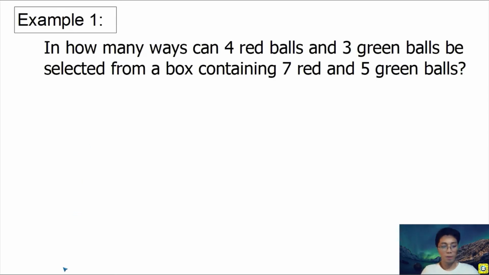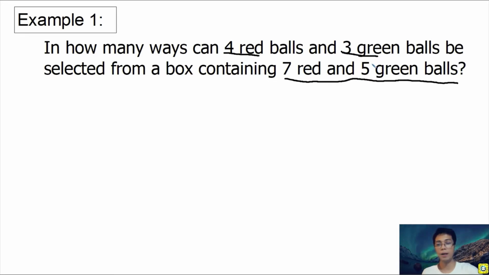Okay, example number 1. In how many ways can 4 red balls and 3 green balls be selected from a box containing 7 red and 5 green balls? So, underline lang natin yung pagmumula ng ating formula. So, ito, 7 red, tsaka 5 green. Tapos, dito, ang pipiliin is ilang red lamang, tsaka ilang green lamang. So, in this problem, 4 red ang pipiliin. Ito po siya, 4 red.